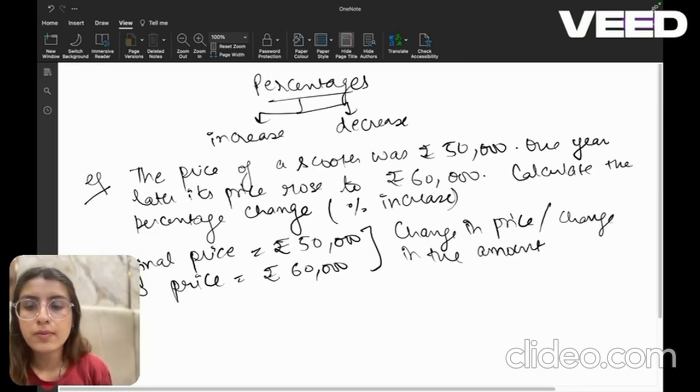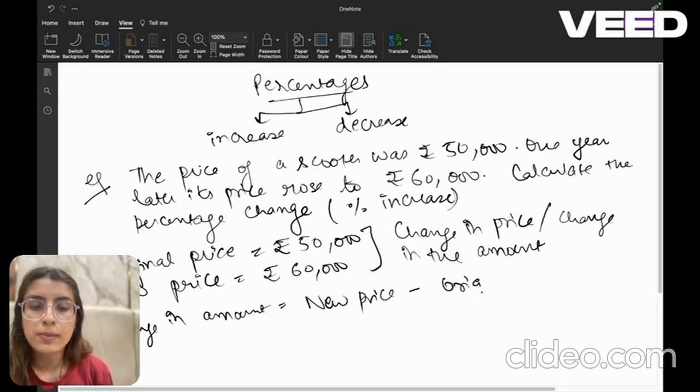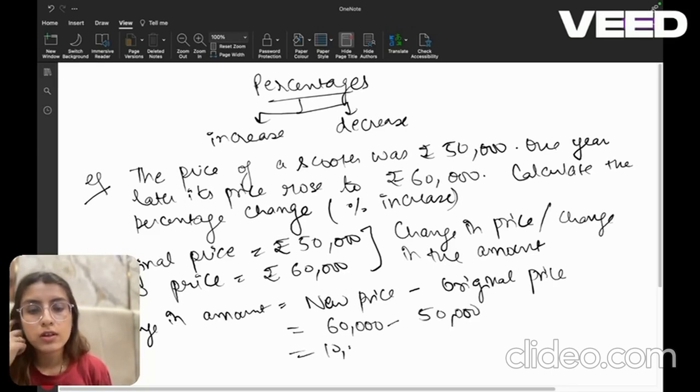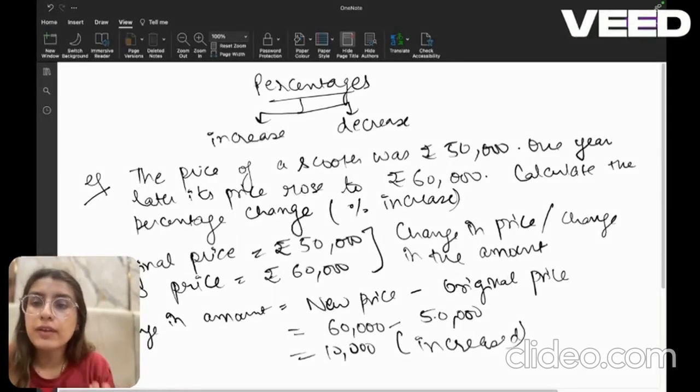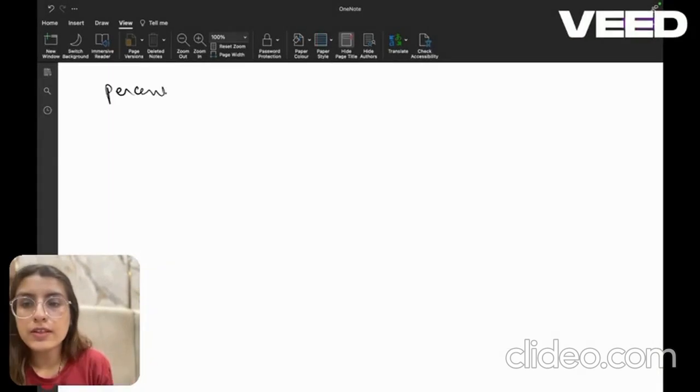Change in amount will be calculated as new price minus original price, or we can say new value minus original value. So what is the change in amount? It will be 60,000 minus 50,000. It will be 10,000. So this 10,000 is your change in amount. That 10,000 has increased. But we need to calculate what percentage they have increased. Percentage increase.